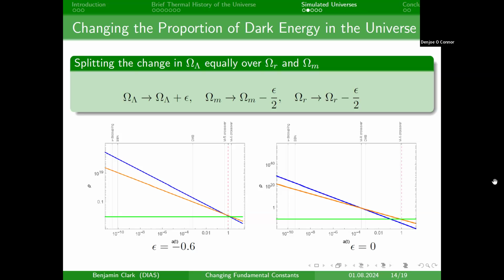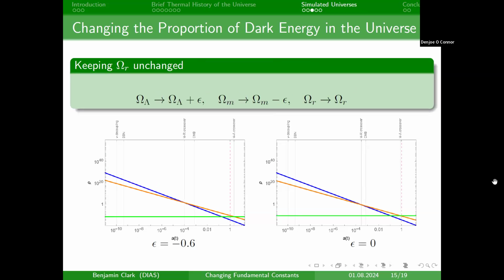Another way that we've changed dark energy is by moving all of the density that was taken from the dark energy density and putting it all into the matter density. So you can see that in this case, the universe becomes matter dominated much earlier, and we again will still be in a matter dominated universe rather than a dark energy dominated universe.